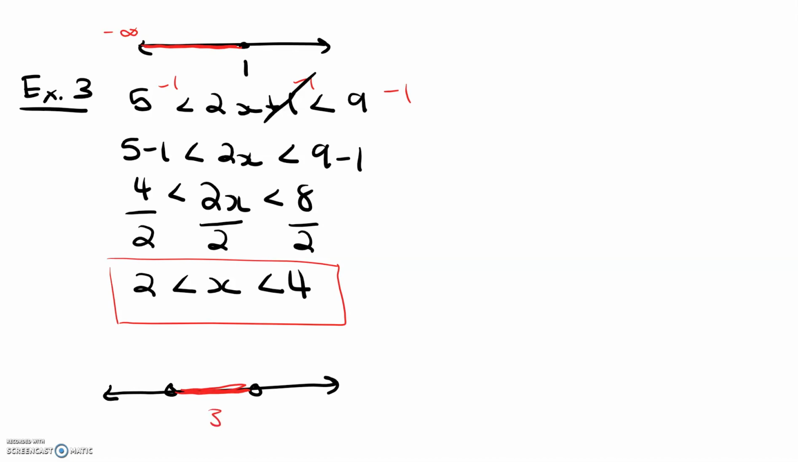So 3 could be in my solution set. Could have 2.5, 3.5, and whatnot, right? Any of the numbers between 2 and 4, but not including 2 and 4.